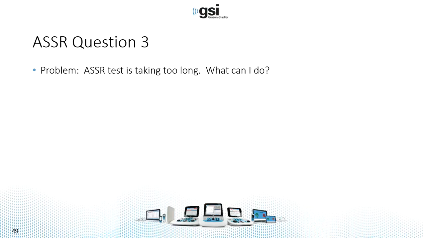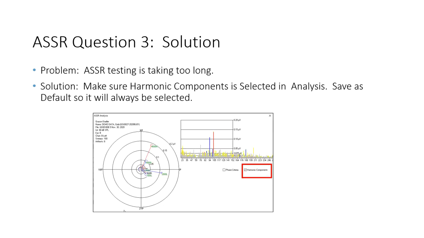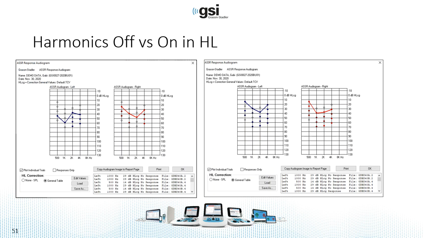Question 3: the ASSR test is taking too long. What can I do? In this case, we recommend you make sure that harmonic components are selected in the ASSR analysis window. You'll know it's selected when you see that extended FFT. Remember, this increases your chance of obtaining a pass. If you can, it would be a good idea to save this as a default setting, so it's always selected and you don't have to remember to turn that on. Here you can see the difference in an HL Audiogram with harmonics off on the left and on on the right. More responses were detected when harmonics were included in the analysis, and we got closer to threshold, or lower thresholds, particularly in the left ear.